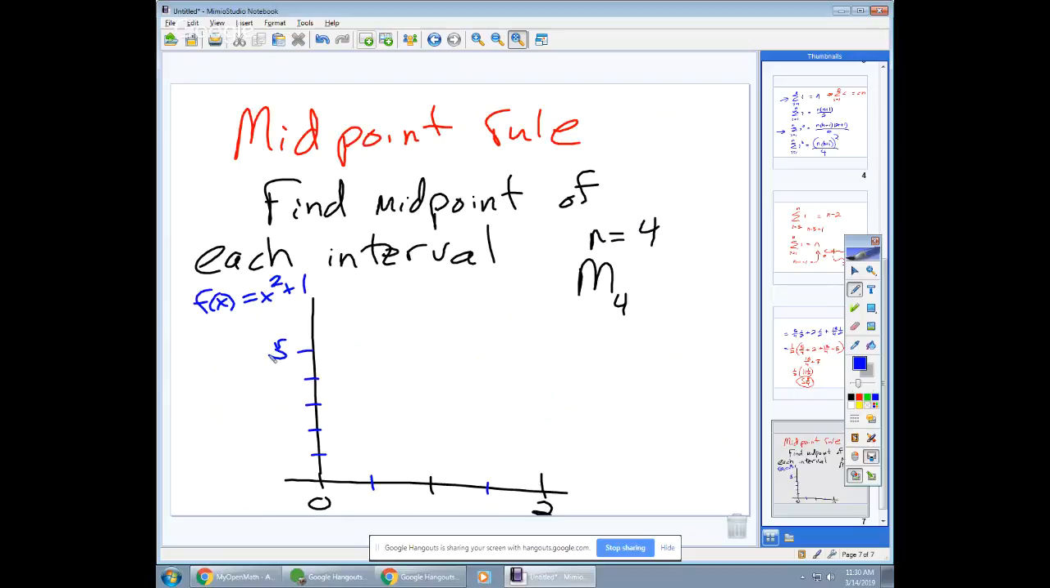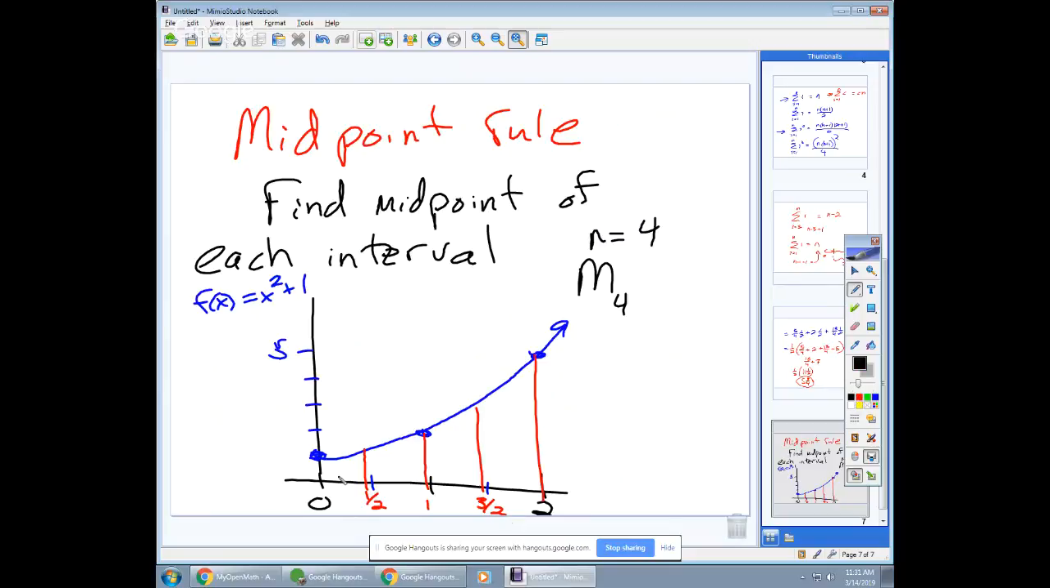So I've got a point at 0, 1. I have a point at 1, 2. I have a point at 2, 5, somewhere over there. So here's my parabola. And the rectangles are exactly the same, sort of, in that they separate at each of those divisions, at 1/2, 1, 3/2, and 2. The difference is that to get their height, I'm not going to use the right side or the left side. I'm going to find whatever number is in the middle.